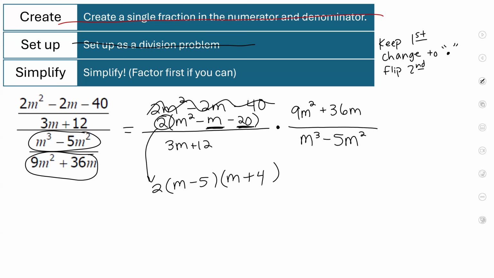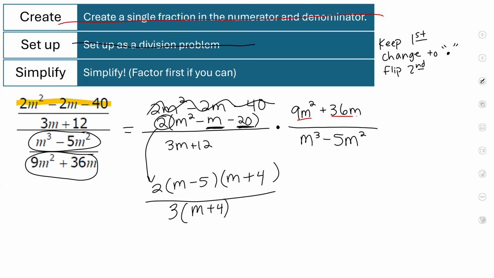Okay, so that's the top left one factored out. That's this one right here. We factored that one. Now let's factor this. What can both of those be divided by? A 3. So that means 3 is on the outside and m plus 4 is on the inside, right? Because 3 times m is 3m, 3 times 4 is 12. So that is factored. Now let's move on to the second fraction, the one that we flipped.